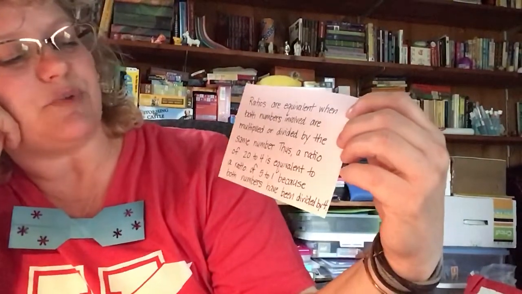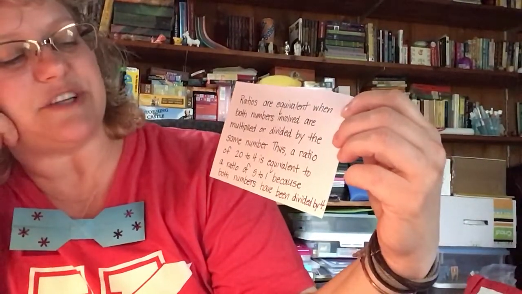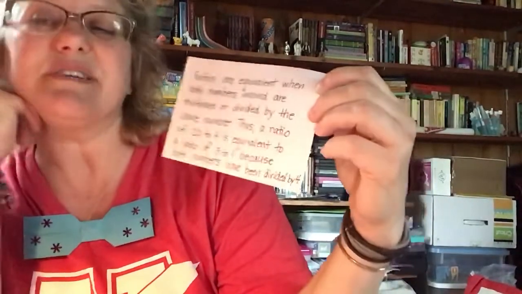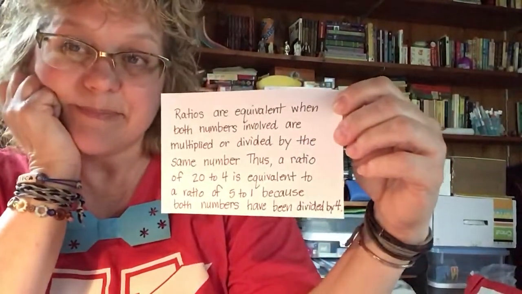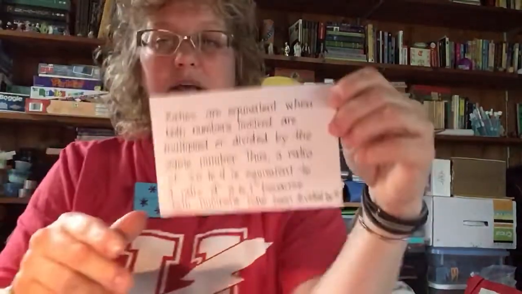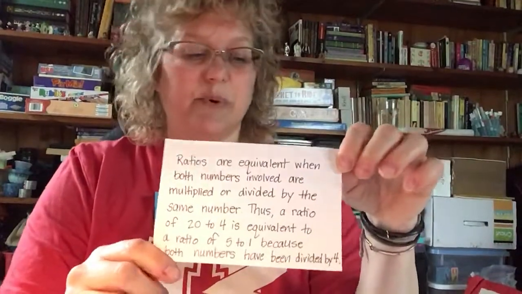Thus, a ratio of 20 to 4 is equivalent to a ratio of 5 to 1 because both numbers have been divided by 4. So that's what we're looking at today, equivalent ratios. Now, the reason this is important is because we are going to go on to the next part. We have one more problem string, but it has a few more problems in it. I think you're going to quickly see the pattern on these as well.